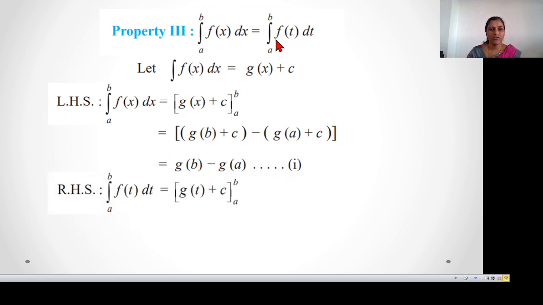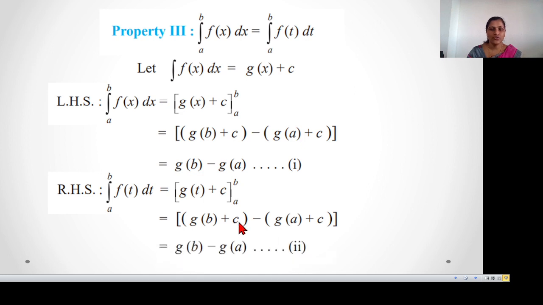Afterwards, we will go to the RHS. In the RHS also, the integral of this term is g of x plus c. Instead of x, there is only t. So the integral of f of t is g of t plus c. Then we apply the limits a to b. By putting the upper limit, we get this value. By putting the lower limit, we get this value. Here also plus c minus c gets cancelled and the value that remains is only g of b minus g of a. We call this equation number 2. So from 1 and 2, you will observe that integral a to b f of x dx is the same as integral a to b f of t dt.